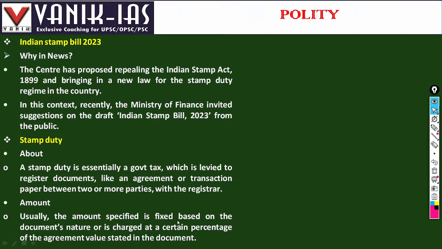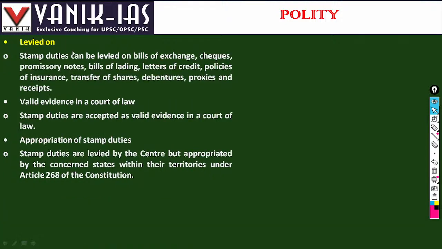The amount specified is fixed based on the document's nature or is charged at a certain percentage of the agreement's value, like the land, stated in the document. Stamp duty can be levied on bills of exchange, cheques, promissory notes, bills of lading, letters of credit, policies of insurance, transfer of shares, debentures, proxies, and receipts.